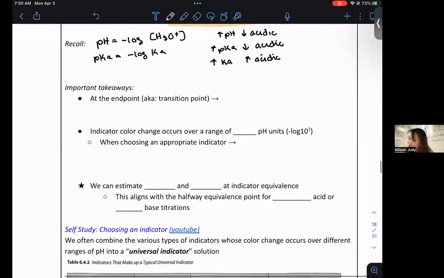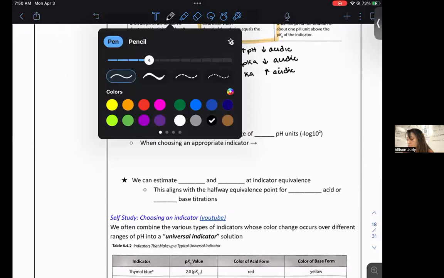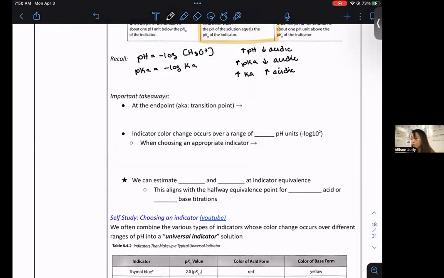So a couple of important takeaways to summarize everything. At endpoint, aka transition point, another way of putting it that you might see in a couple of books, like the Princeton Review, or in older material, or of course equivalence point, the indicator is a weak monoprotic acid. The indicator has a pKa that equals its pH, i.e. it signals the equivalence of our titrant and analyte. And then, of course, it's important to know that the indicator color change does occur over a range of 2 pH units.